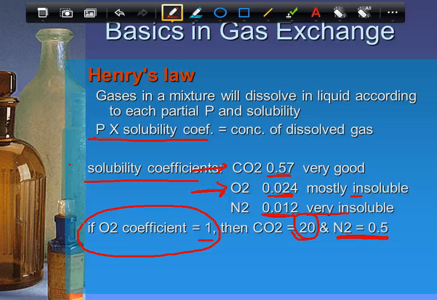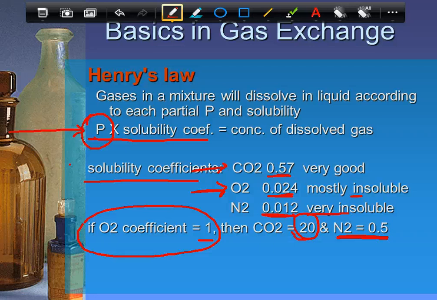Now remember that here is the key. Pressure times solubility coefficient. Well, think about when pressure goes up. Pressure will become a much greater value when you descend. Now, if you're at sea level, how do you descend? Well, you dive. So, if you go down 33 feet, you're at 2 atmospheric pressures. If you go down 66 feet, you're at 3 atmospheric pressures.